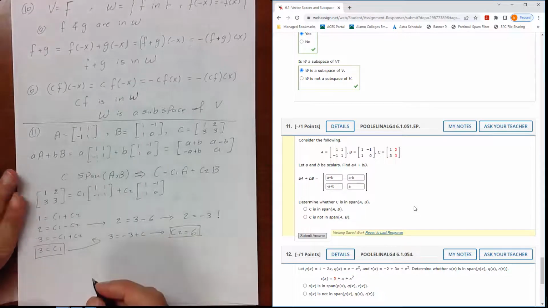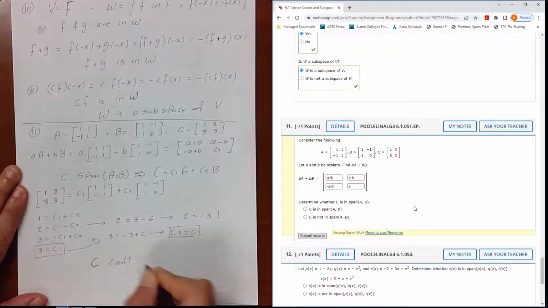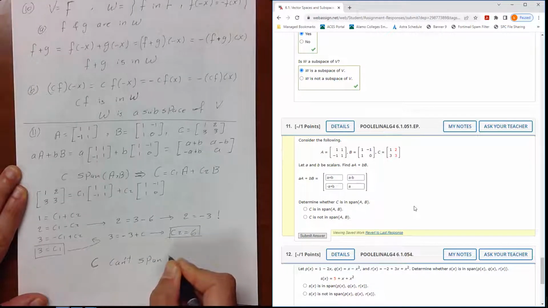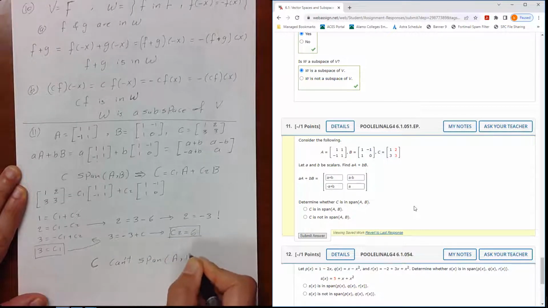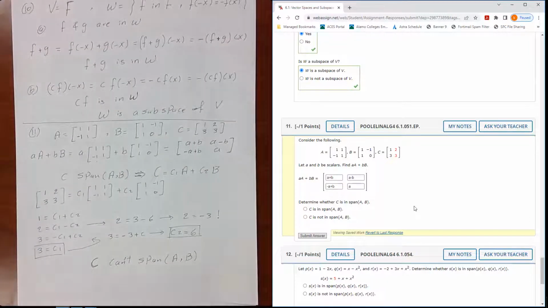In this case, the matrix C can't be in the span of the matrices A and B, because we found c1 and c2 but they do not satisfy all these equations, and we got a contradiction. So that's what you're going to type here: not in the span.